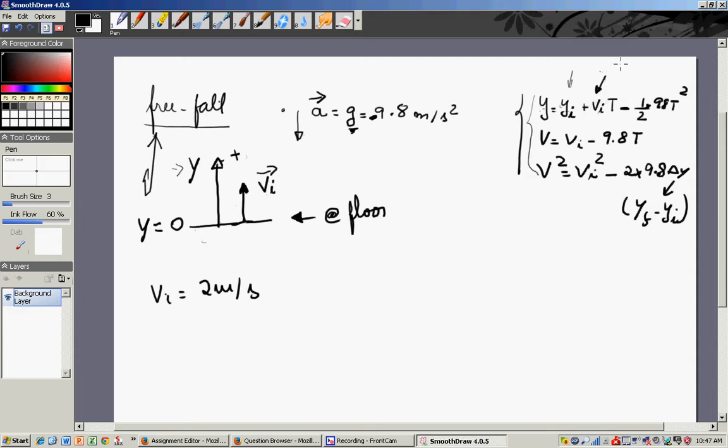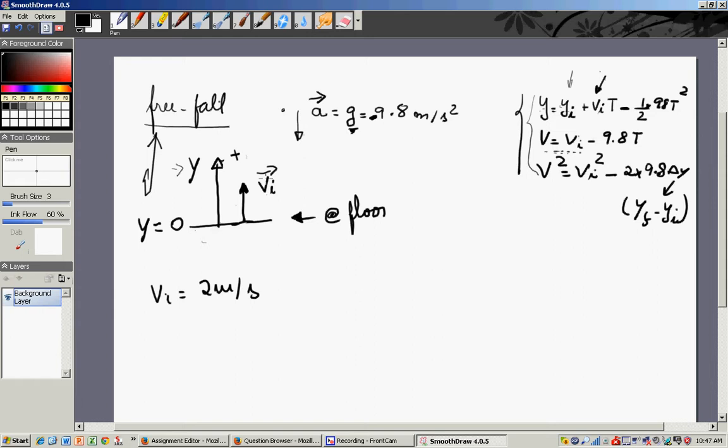Now, when you plug that information into your equation, you're going to plug in positive 2 times t. Same thing in your velocity equation. The initial velocity is plus 2 whatever, right?